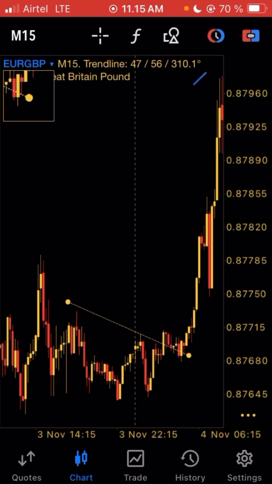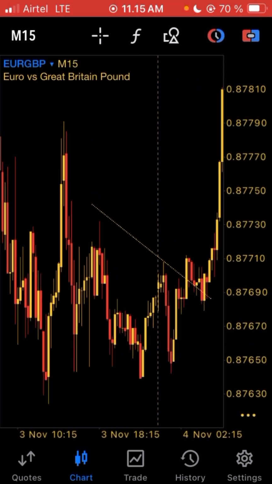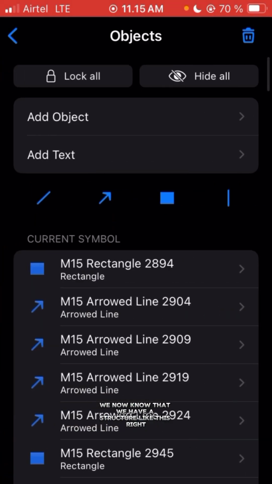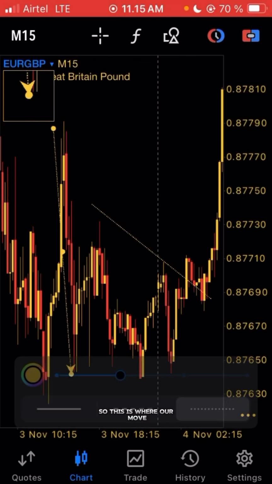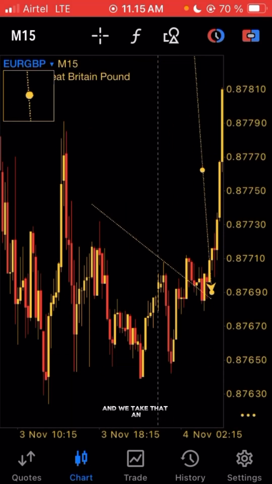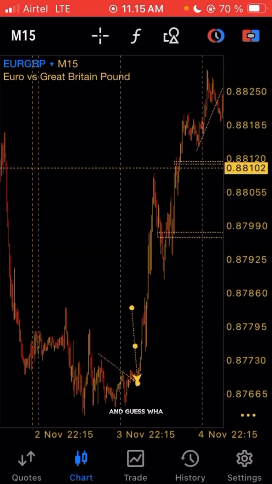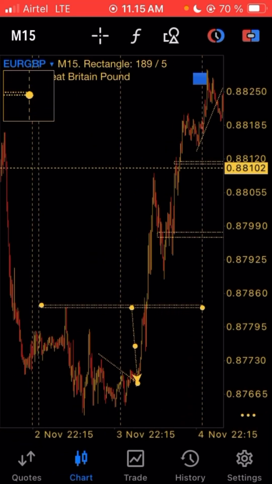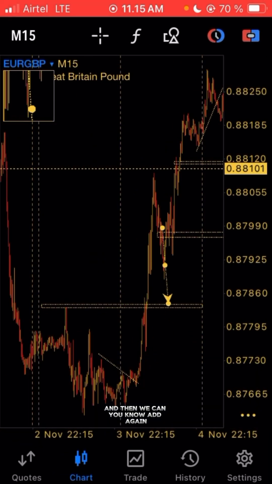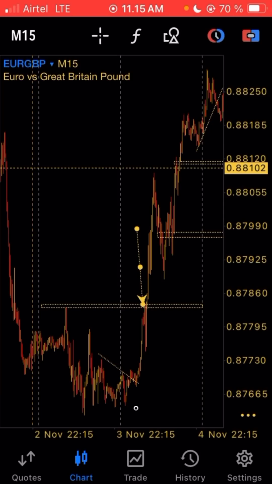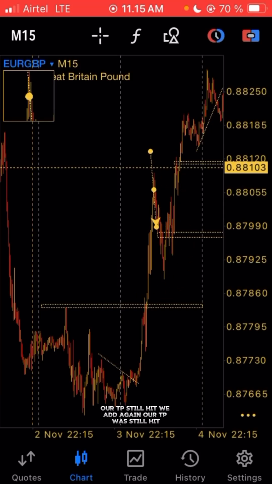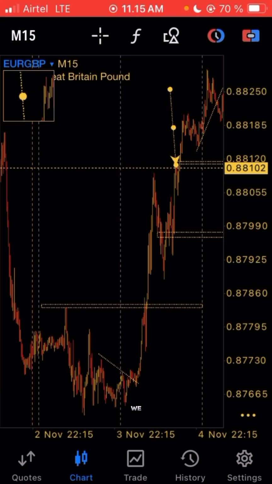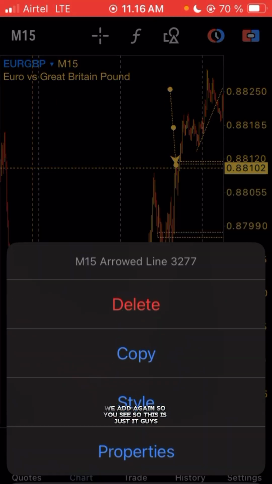Good. Now guess what, we know that we have a structure like this, right? So this is where our move started from, and we take that and put it right there. And guess what, our TP was hit. Boom. And then we can add again. Our TP still hit. We add again. Our TP was still hit. We add again. So you see, this is just it, guys.